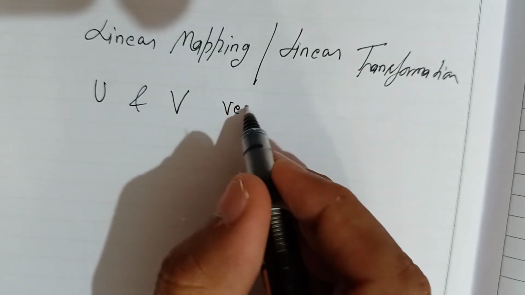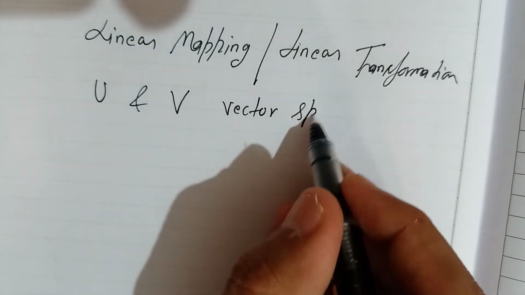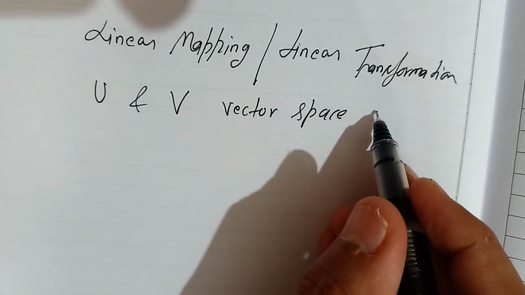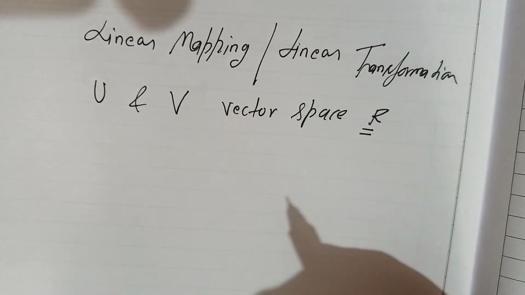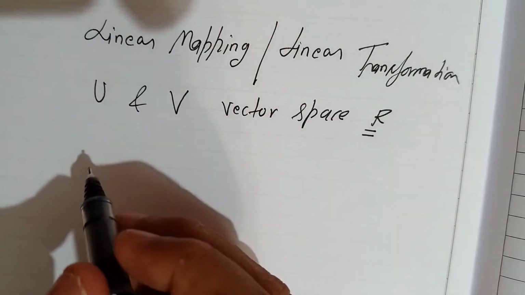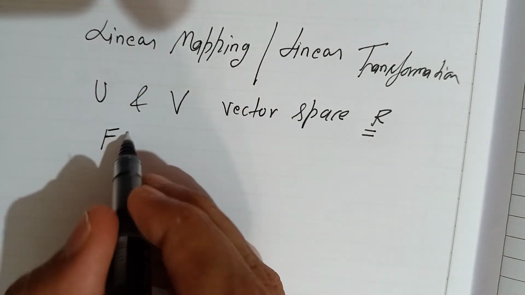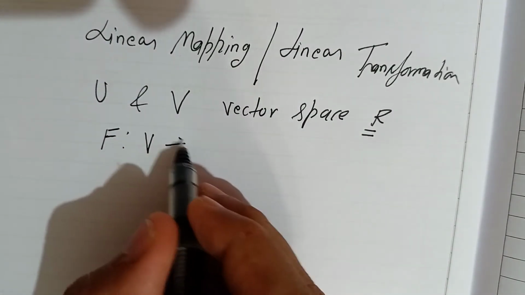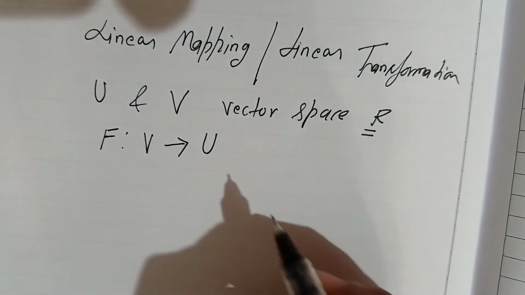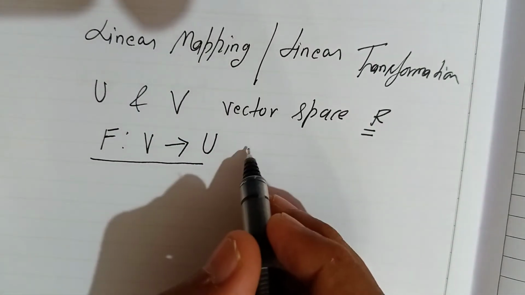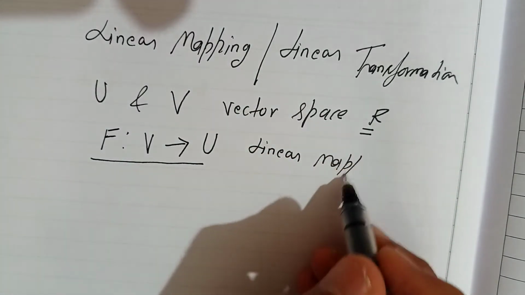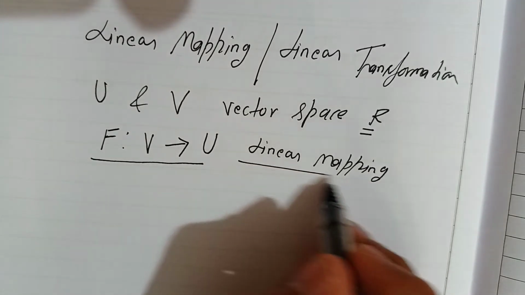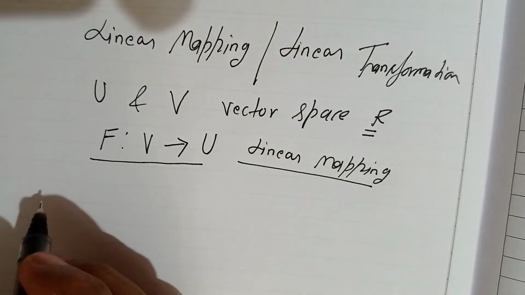So if U and V are two vector spaces over the same field, let us take R, the set of real numbers, then a mapping f from V to U is called a linear mapping or linear transformation if it satisfies this property.